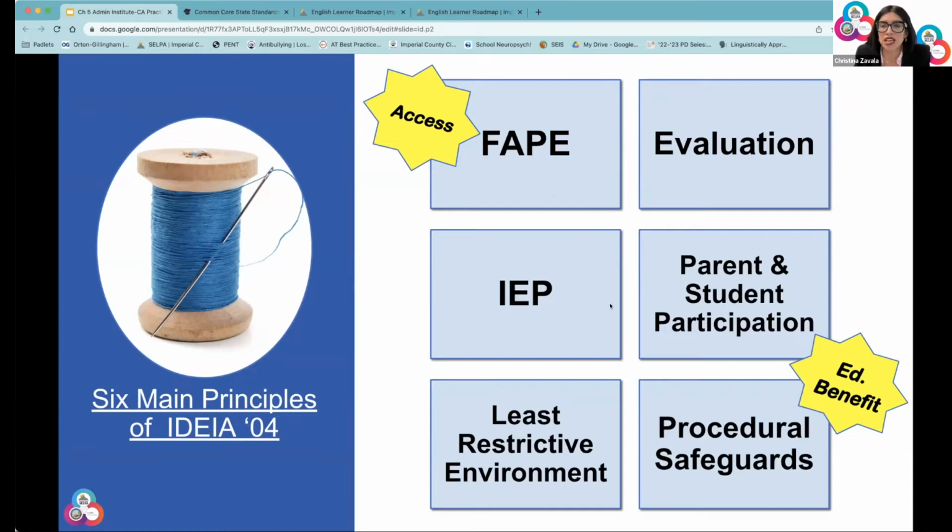The IEP component, student and parent participation, the consideration of the least restrictive environment, and the procedural safeguards that are provided to ensure that students and parents are receiving the legal requirements when a student is identified as having a disability. Really we are weaving all of these components together to continue to ensure that through each component, are we providing the student appropriate access? And are we providing the student educational benefit when considering these various aspects under IDEA and IEP and special education services provided to each student?